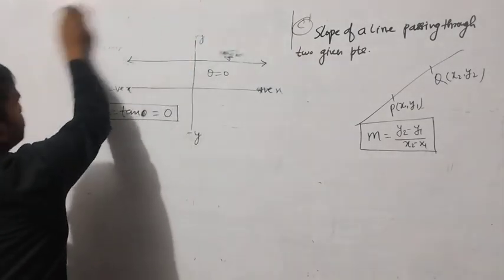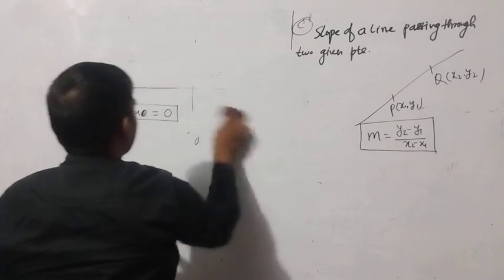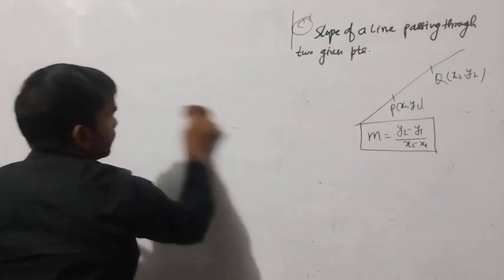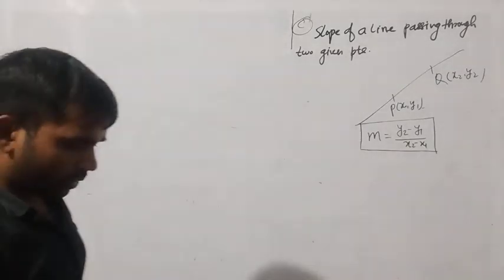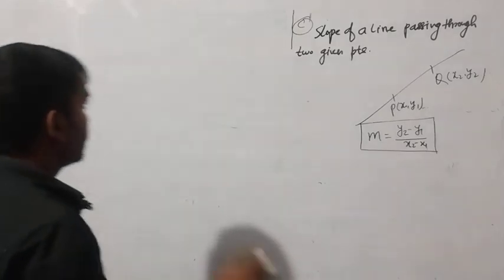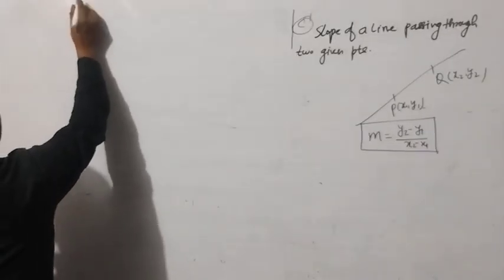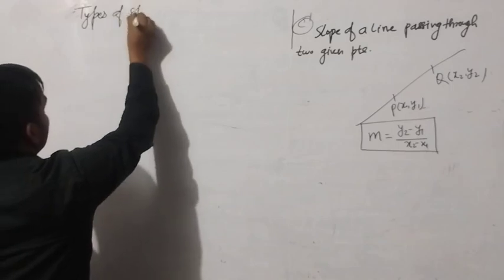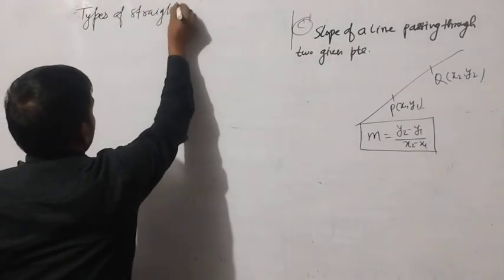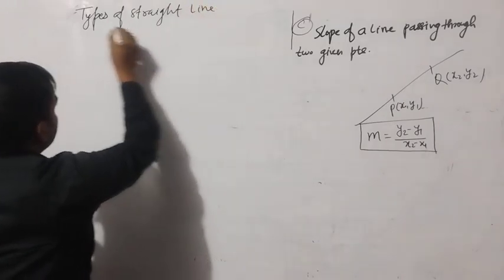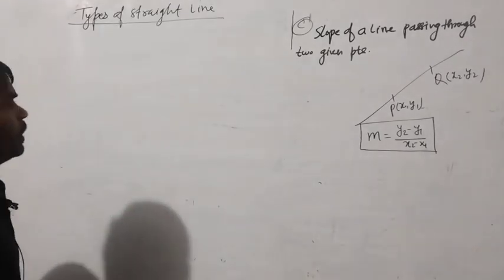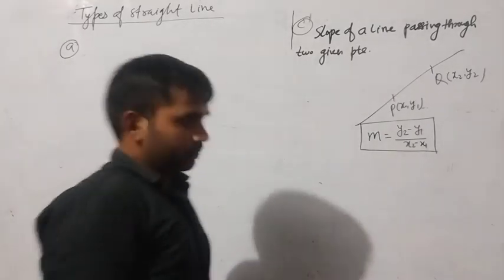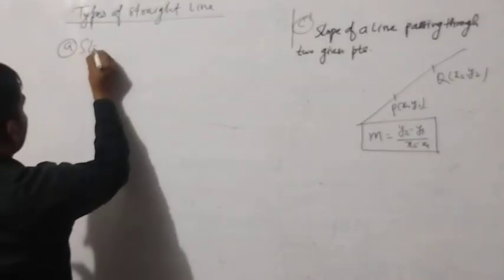Now the next topic is types of straight line. Okay. So how many types of straight line are there in coordinate geometry? We will discuss one by one. Okay. So the next point is types of straight line. Okay. So the first type which we will discuss is slope intercept form.